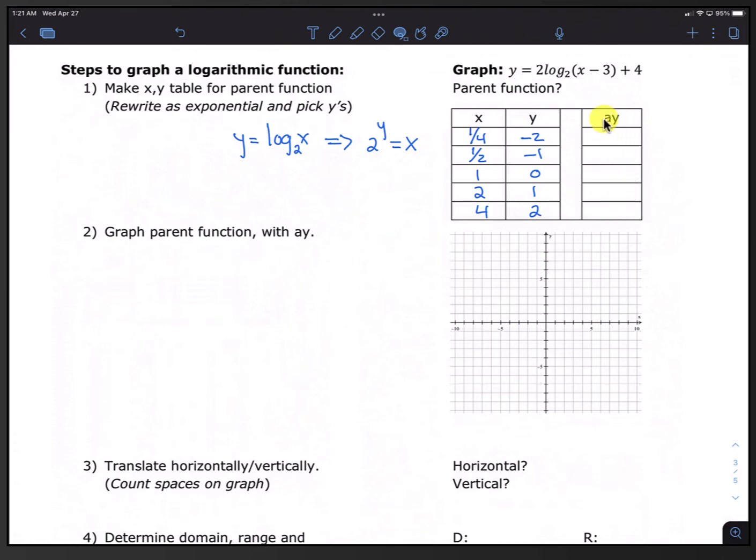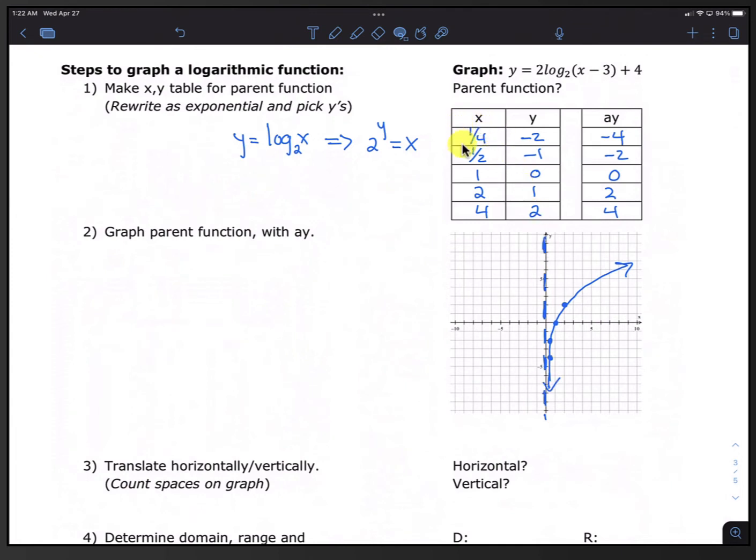Now we also have to do the a times y column, and there is a coefficient of 2, so everything in the y column gets multiplied by 2. The resulting numbers are -4, -2, 0, 2, and 4. All right, let's go ahead and plot this parent curve. And this is what it looks like. For log graphs, you always have a vertical asymptote going through 0 for the parent curves.